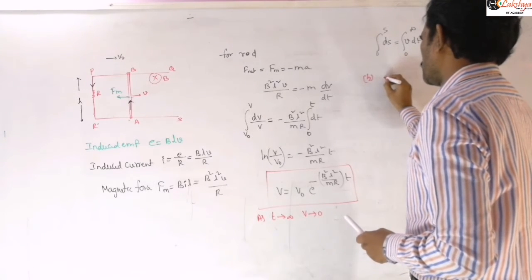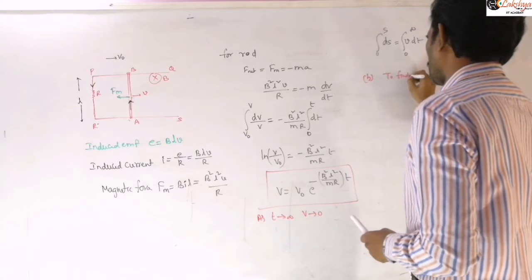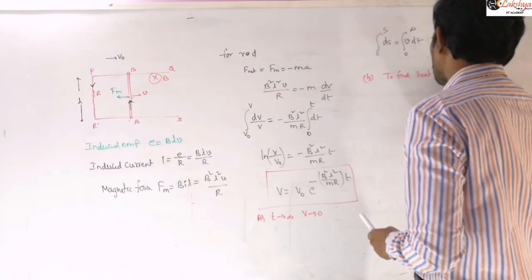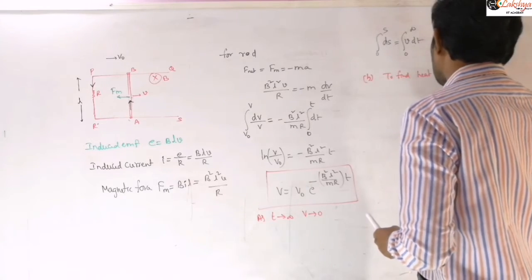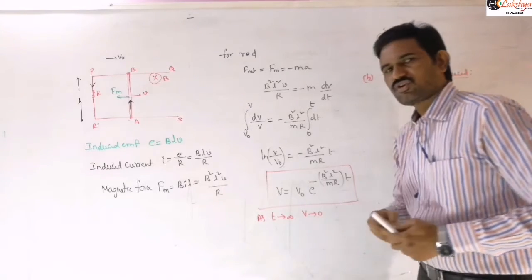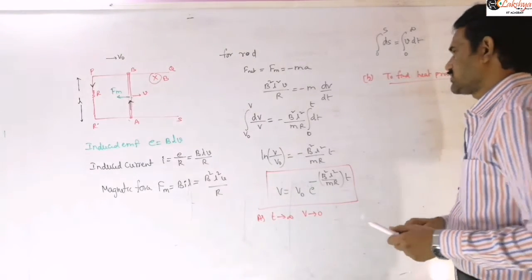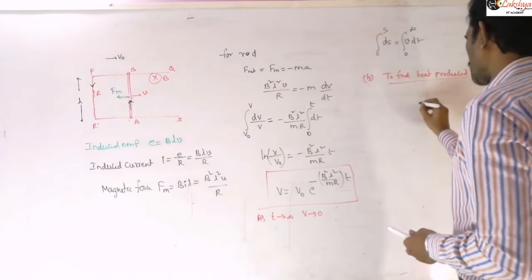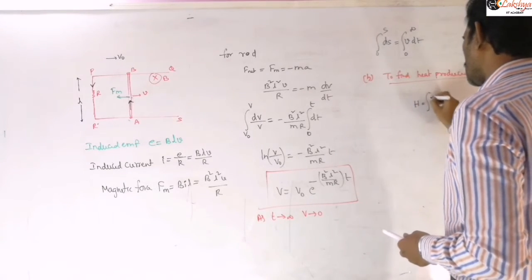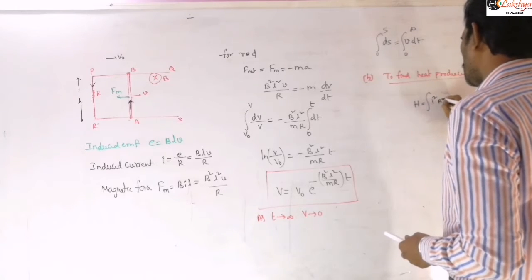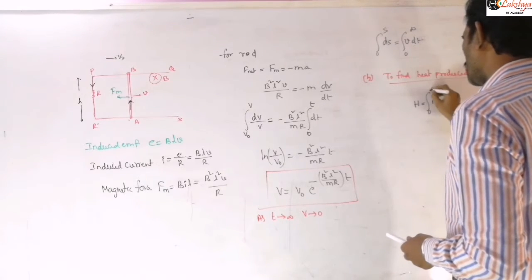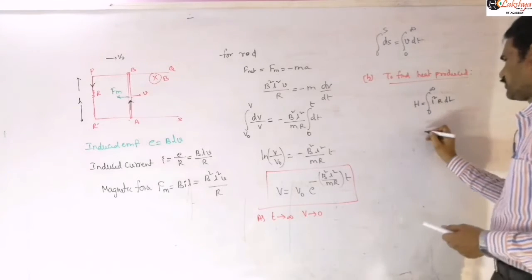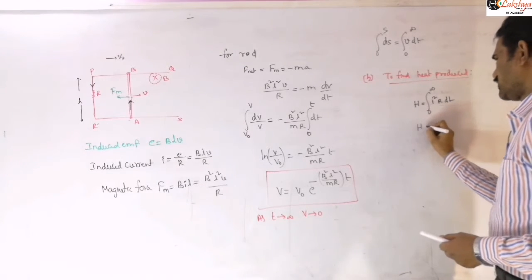So the second part of the problem is to find the heat produced. Instead of doing this, the general procedure is H equals integral of I square R dt, from 0 to infinity, because it will take infinite time for the current to become 0. R is a constant value, and you can substitute I.